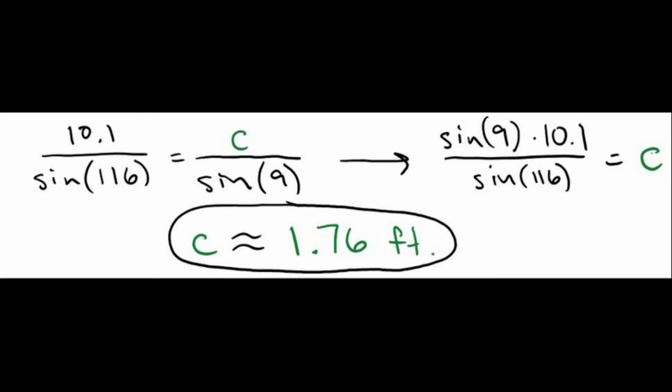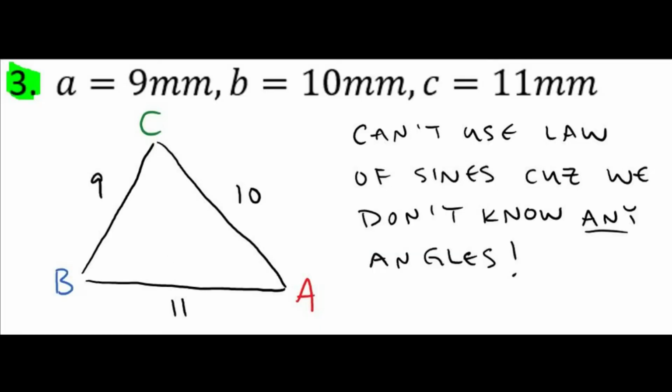I do 10.1 over sine of 116, that was all given. And then I put C over the sine of 9, and 9 was given. So I have 3 givens. I'm going to find the fourth thing from that. And you find out the side length of C is 1.76 feet. So pretty straightforward.